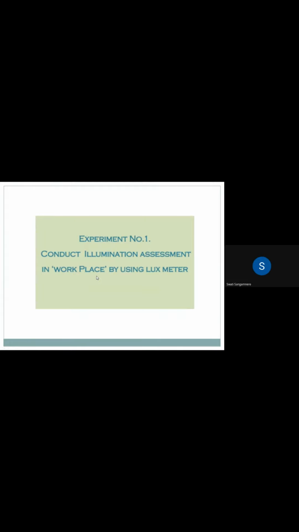Today we are going to perform practical number 1, that is, conduct an illumination assessment in the workplace by using a lux meter. The concepts for this experiment are the illumination measurement method and the illumination level at different locations, for example workshop, laboratory, library and office. As the location and workplace change, the illumination level also changes.